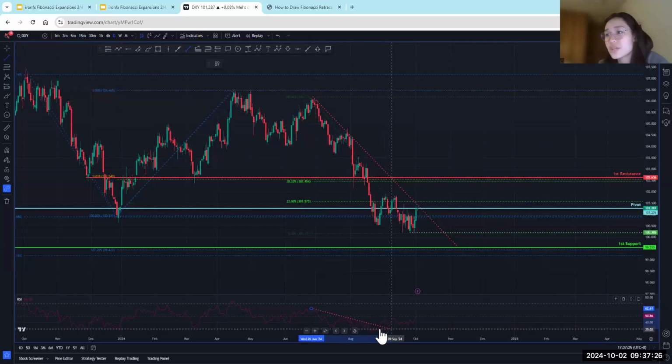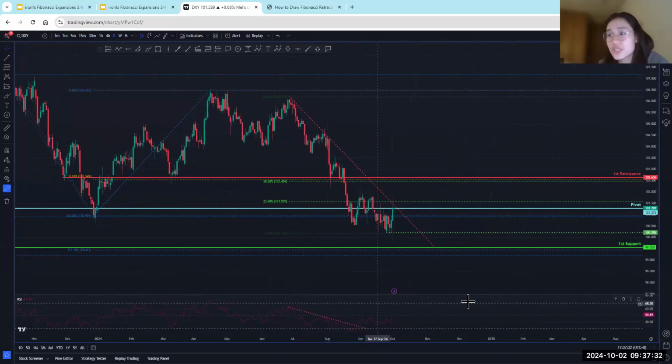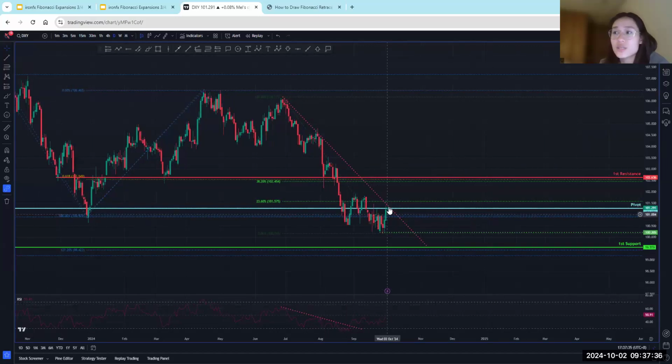So we actually have prices moving in this descending trend line, as you can see here. But prices actually broke out of the trend line. So that could actually be a forecast that prices are going to break out of this trend line and head towards our first resistance and continue in that upward movement.